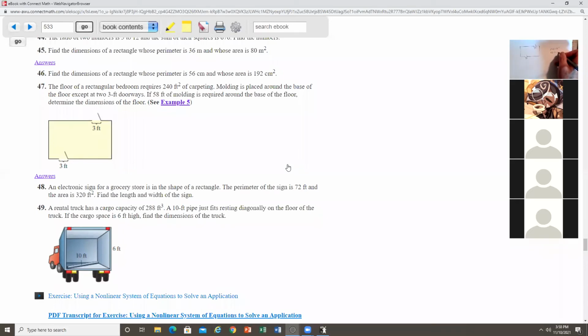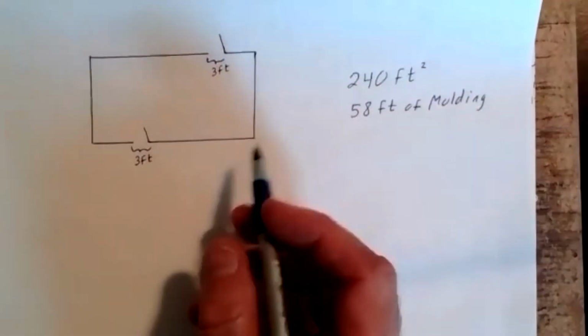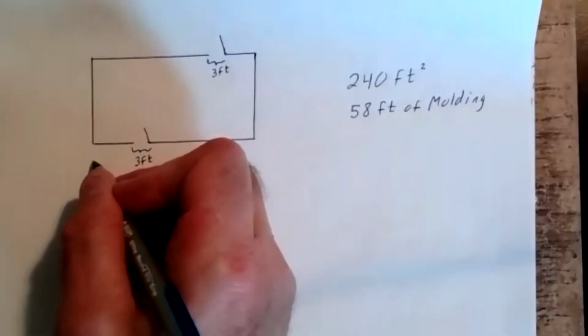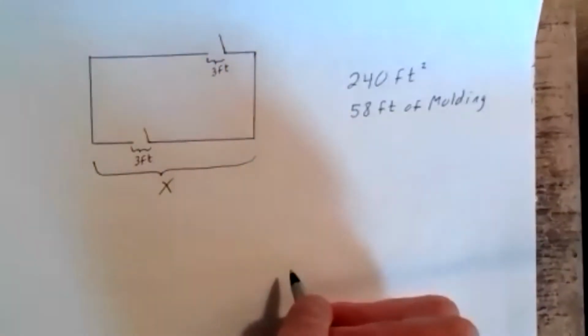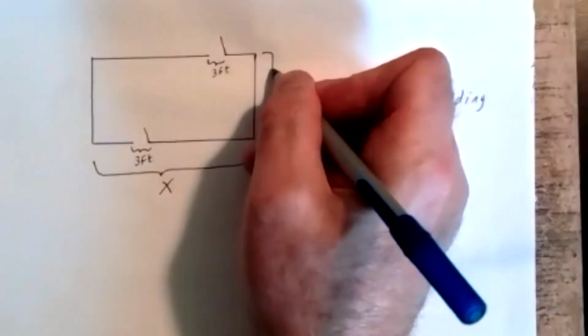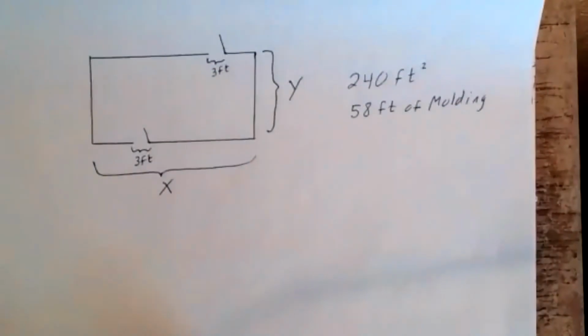All right, so we need 58 feet of molding to put around the base, or the perimeter, of this rectangular room here. So ladies and gentlemen, how are we going to get the dimensions of this room? Let's call the length X. Suppose the length of this room is X feet. The width we'll designate as being Y feet. So let X be the length, let Y be the width. They want us to find X and Y, the dimensions of this room.